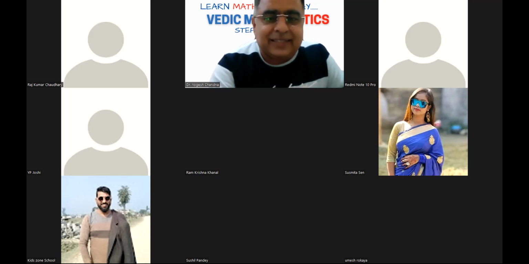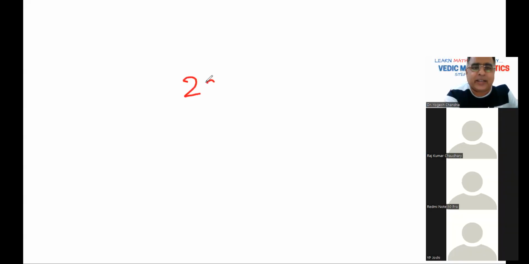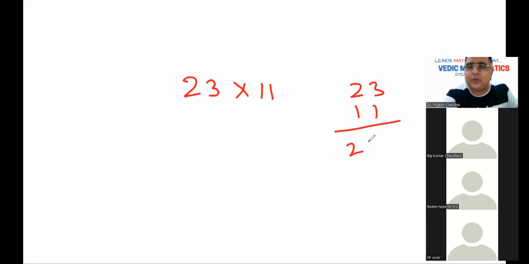For you, I'll just solve it on the board now. You want to see the magic? 23 into 11. Now what we do normally is like this: 23 times 11, 2, 3, 2, 3, 2, 0, 3 and 2, 5, 3. Correct?